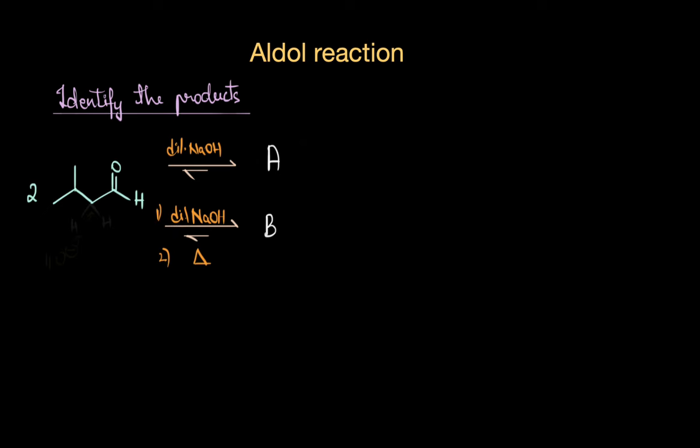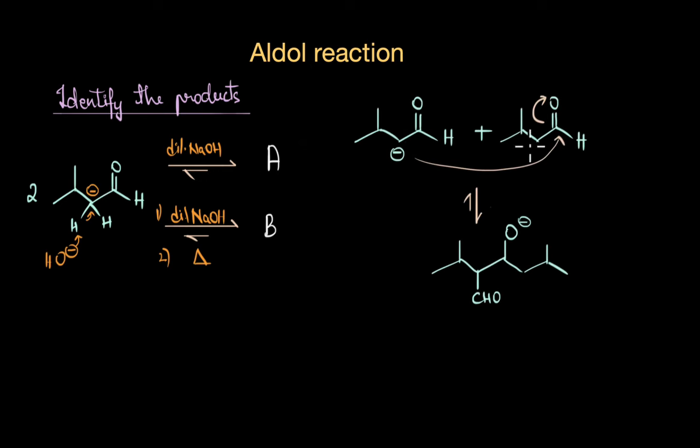Now, the first step would be the abstraction of alpha hydrogen. So, OH- abstracts the alpha hydrogen and results in the formation of an enolate ion. The second step is a nucleophilic addition reaction where the enolate ion attacks the carbonyl carbon of another aldehyde molecule. So, here a new C-C bond is being formed. You can see that the negative charge, the C-, attacks the carbonyl carbon here.